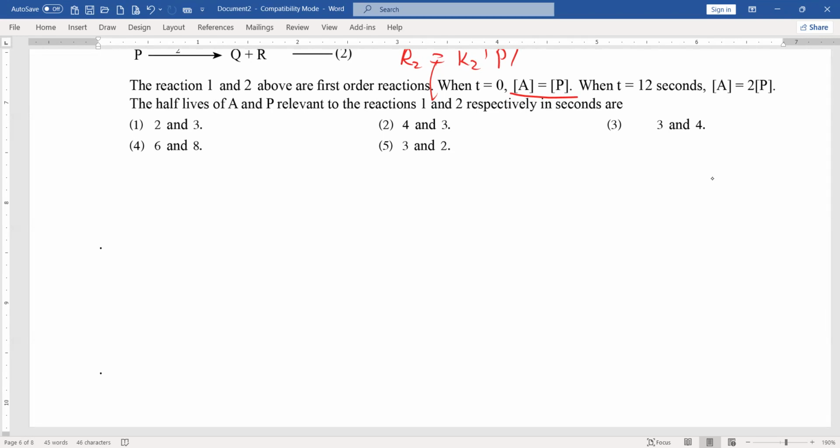For a first order reaction, the half-life is constant. After 1 half-life, the concentration becomes A by 2. After 2 half-lives, it becomes A by 4. Then it becomes A by 8, and then A by 16.